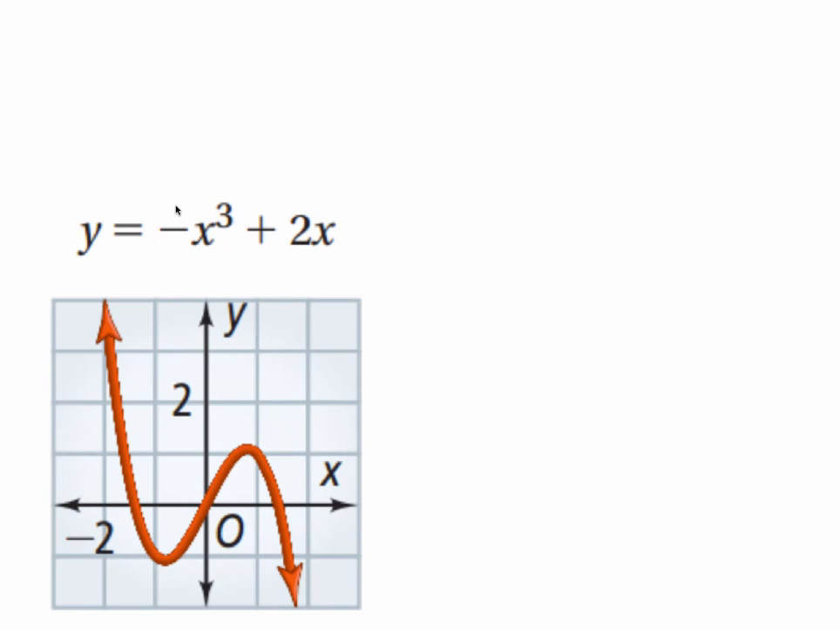Now let's look at this function right here. I've got a leading coefficient that's negative. Highest power is odd. So the end behavior is up and then down. It has turning points, but again, I would need technology or more work to find out what they are.